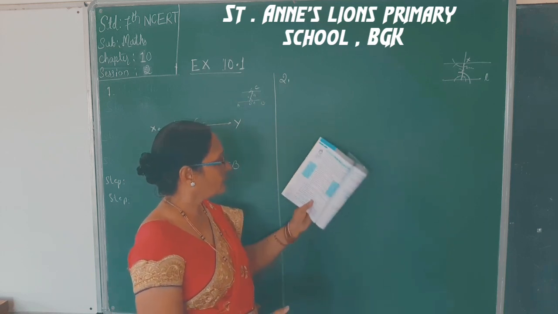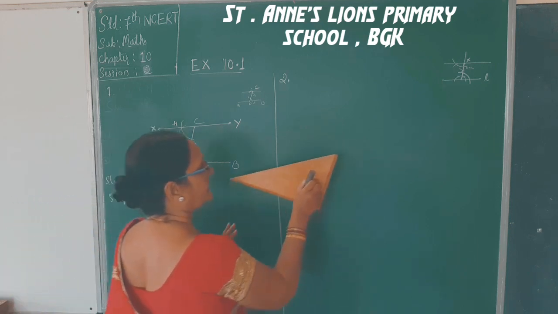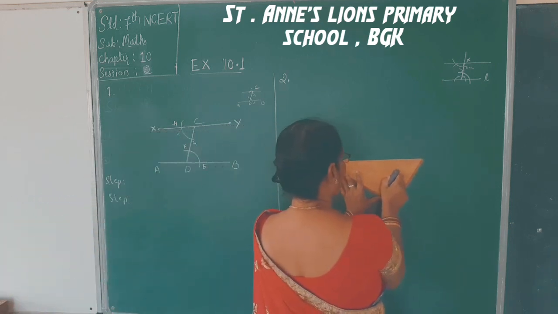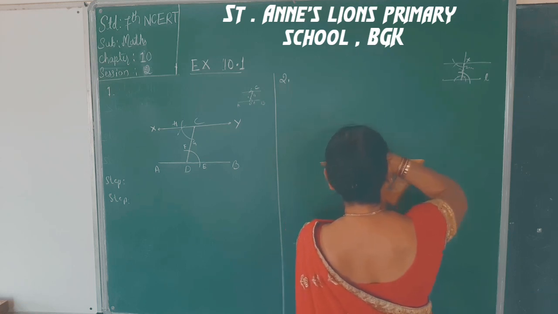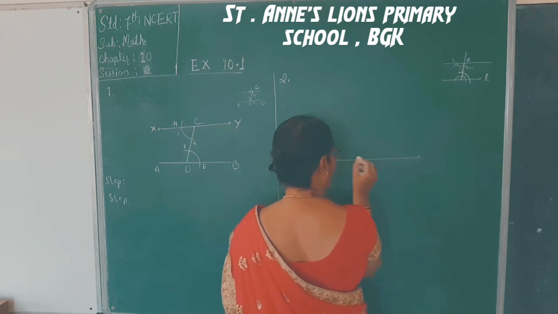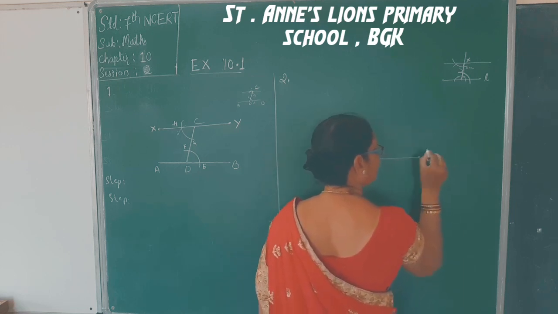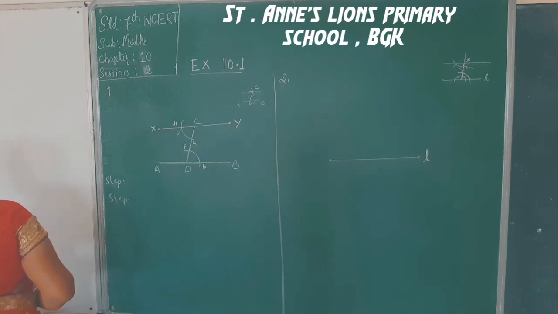Okay. The same way now we will do. Here see. Draw a line L. I told you now already. Convenient measurement we have to take. This is the line segment L, sorry, they have given L. After that, one perpendicular we have to draw.